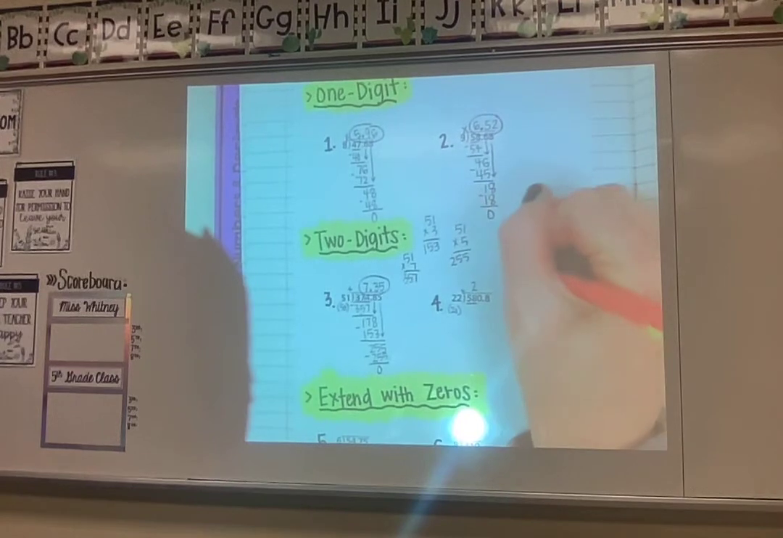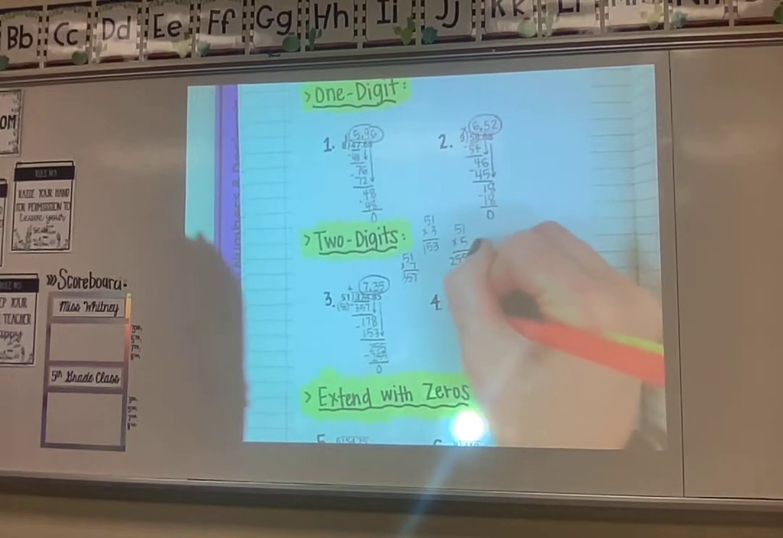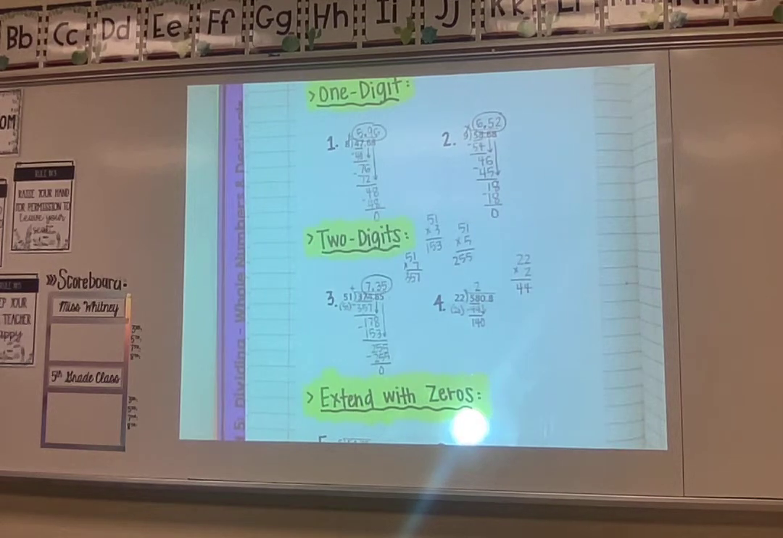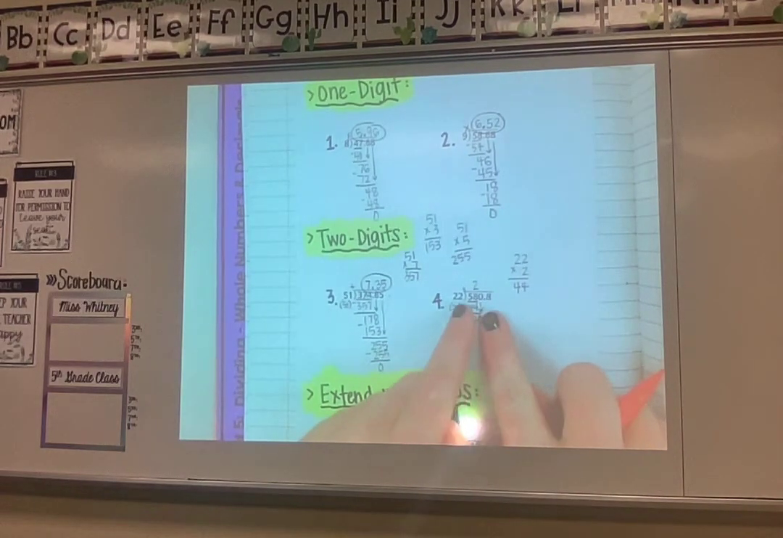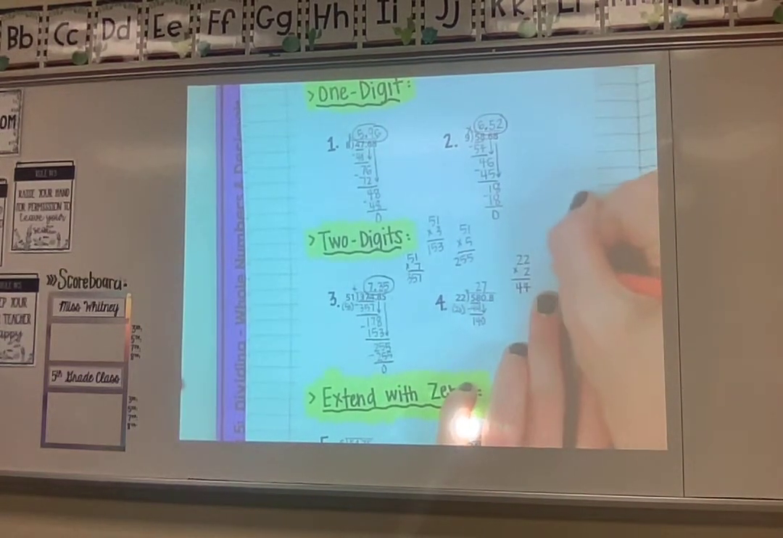Multiply 22 times 2. That would be 44. So subtract 44, and that would be 14. Bring down. Have I passed my decimal yet? No, I'm still on the front side, so I don't put my decimal. I just keep on going. Cover up the back. How many 2's will fit into 14? 7. Then I need to multiply 22 times 7.